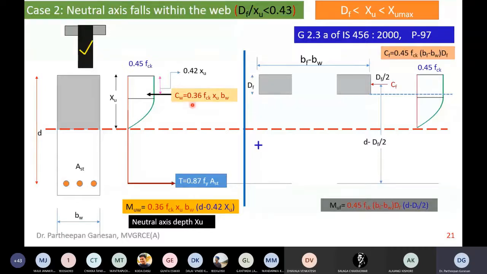So here, if you see, compressive force is taken by two: the web is also taking compressive force, and the flange is also taking compressive force. So I have this compressive force taken by the web and this compressive force taken by the flange. That should be equivalent to the tensile force taken by this tensile steel. So C equal to T. If you put 0.87 fy Ast as the tensile force, the compressive force is 0.36 fck xu bw plus 0.45 fck (bf minus bw) Df. So from this the only unknown will be xu. You can find xu, right? Is that clear, everyone?